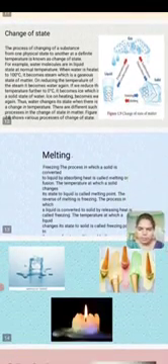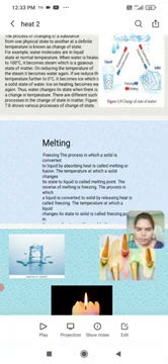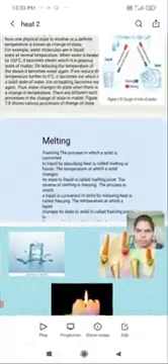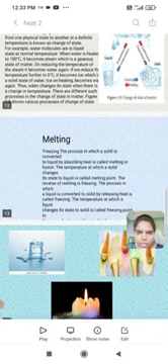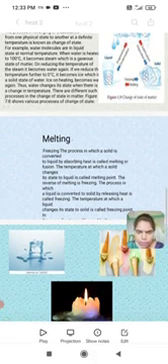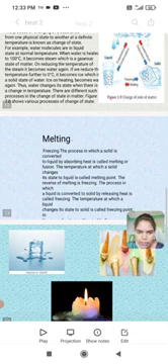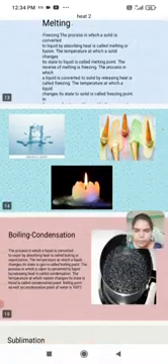Next, melting and freezing. The process in which a solid is converted to liquid by absorbing heat is called melting or fusion. The temperature at which a solid changes its state to liquid is called the melting point. The reverse of melting is freezing. The process in which a liquid is converted to a solid by releasing heat is called freezing. The temperature at which a liquid changes its state to solid is called the freezing point.